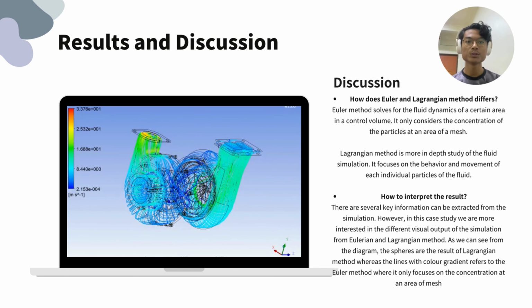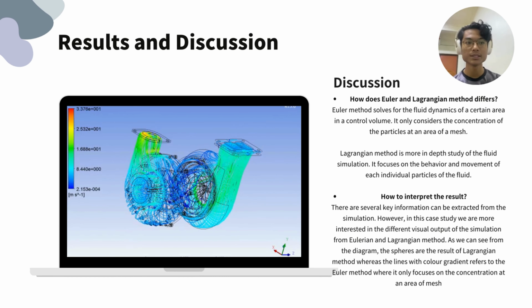As we can see from the video, this is the simulation video that we have done. From this simulation, we have two questions to be solved. The first one is, how do the Euler and Lagrange methods differ? The Euler method will solve for the fluid dynamics of a certain area in a control volume. In this case, the lines that you see here are solving for the Eulerian method, whereas the individual spherical-shaped objects are the particles, which solve for the Lagrangian method. The Lagrangian method is a more in-depth study of the fluid simulation. It will focus on the behavior and movement of each individual particle of the fluid.